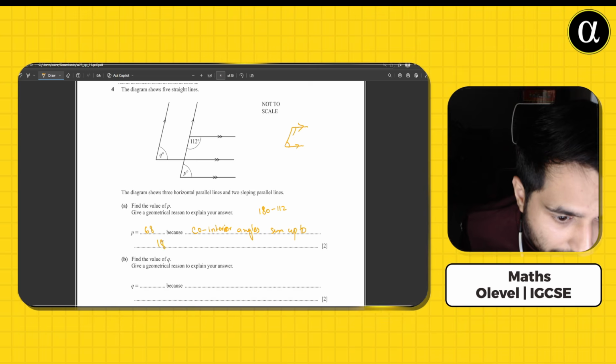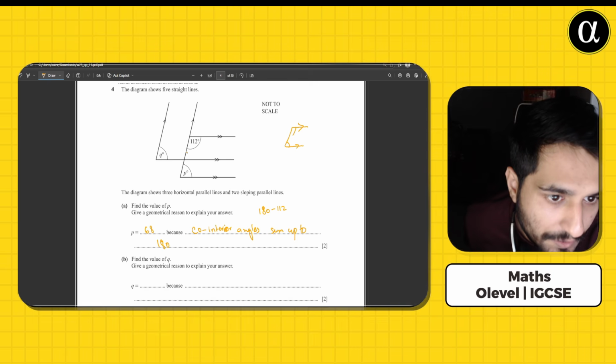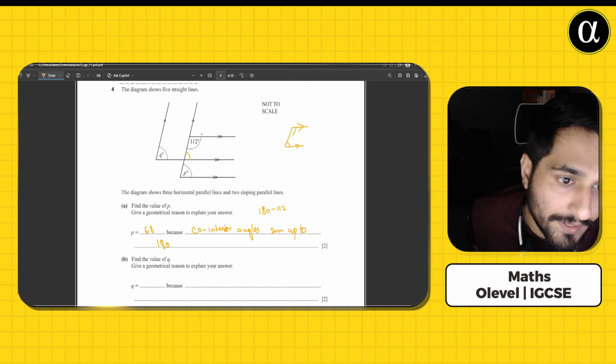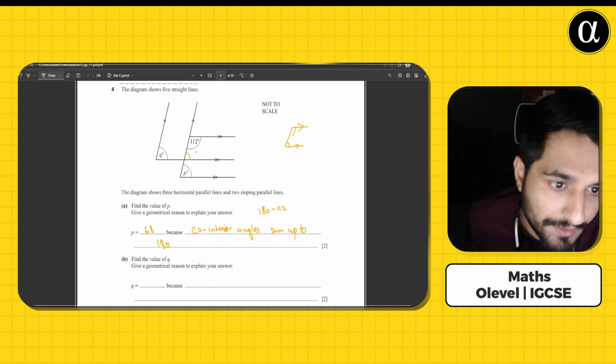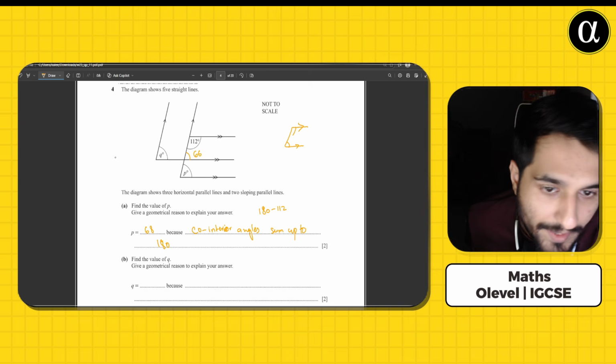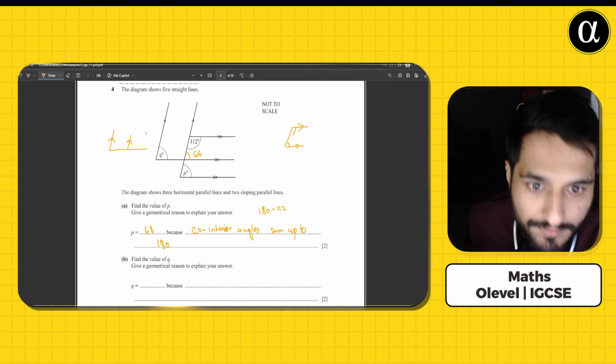That's going to be the reason, right? Now the next part is to find Q. In order to find Q, we may need to find this angle. How are you going to find this? Again, the same reason: co-interior angles. So due to co-interior, this is going to be 68, and then we see a rotated F shape, and for this reason we know that these angles are the same.